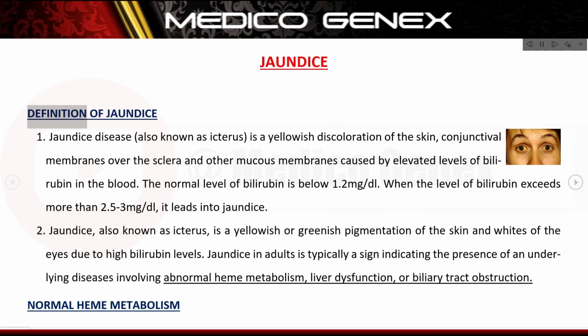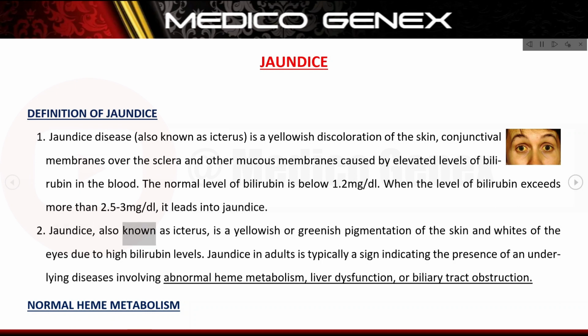Jaundice. Definition of jaundice. Jaundice disease, also known as icterus, is a yellowish discoloration of the skin, conjunctival membranes over the sclera and other mucous membranes caused by elevated levels of bilirubin in the blood. The normal level of bilirubin is below 1.2 mg/dl. When the level of bilirubin exceeds more than 2.5-3 mg/dl, it leads to jaundice.